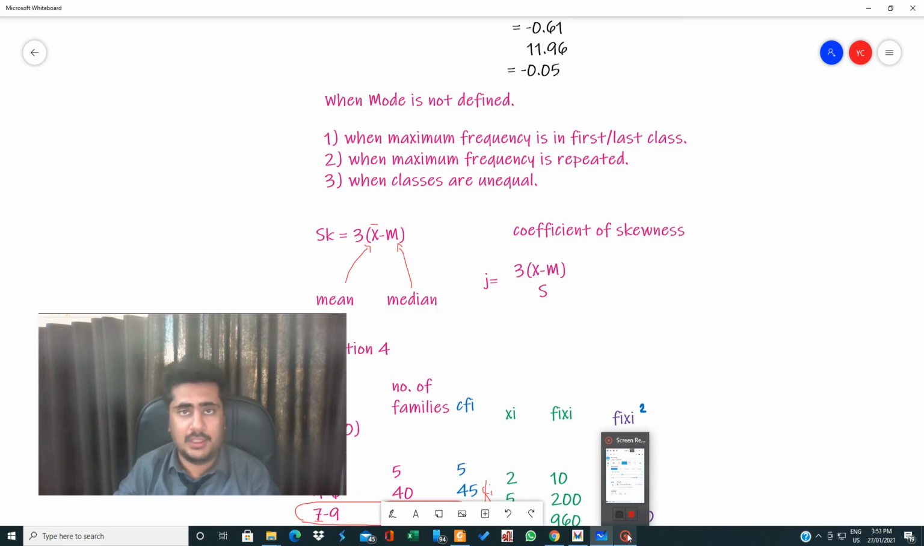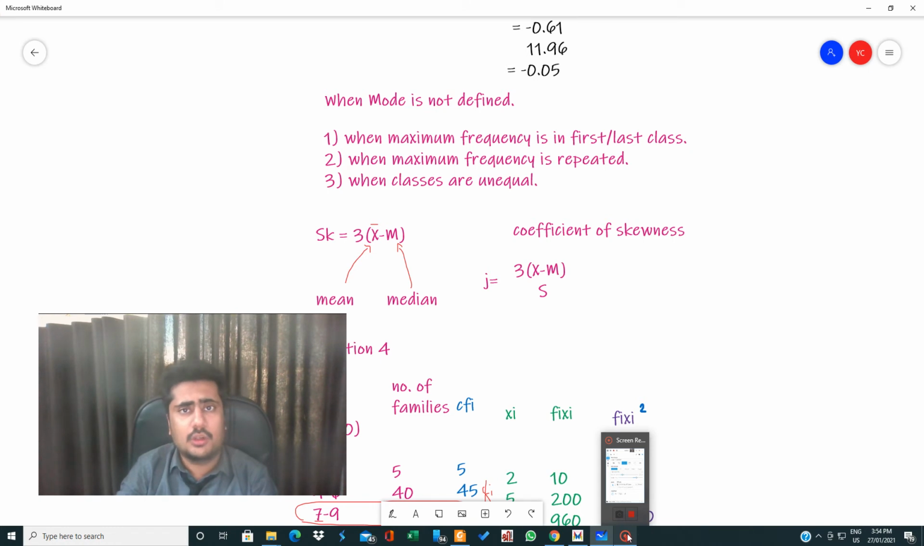So you have to find mean, you have to find median, and then you have to find the skewness because you cannot find mode. Now, what are the situations when mode is not defined? The formula 3 into mean minus median is not optional, it is compulsory. If any of the three conditions is satisfied: number one, when maximum frequency is in the first or last class; second, when maximum frequency is repeated; and third, when classes are unequal, then you cannot find mode.